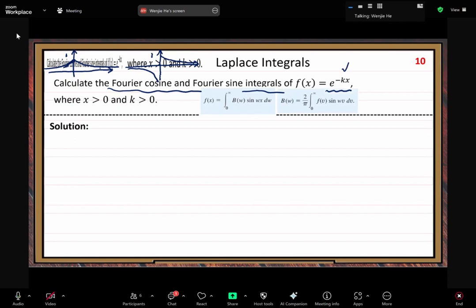The formula for the sine and cosine extension. For the cosine case, we need to calculate a function first. Plug in the formula, calculate the function.